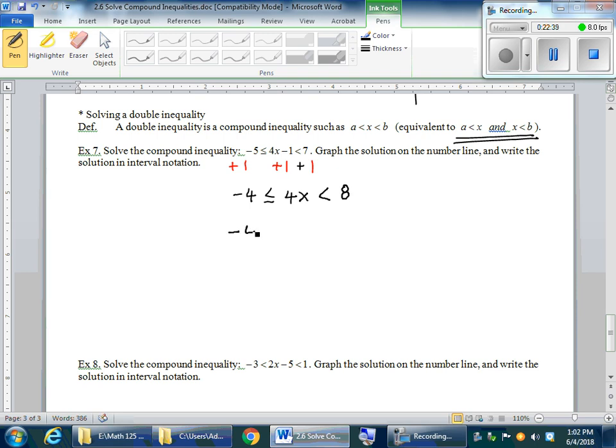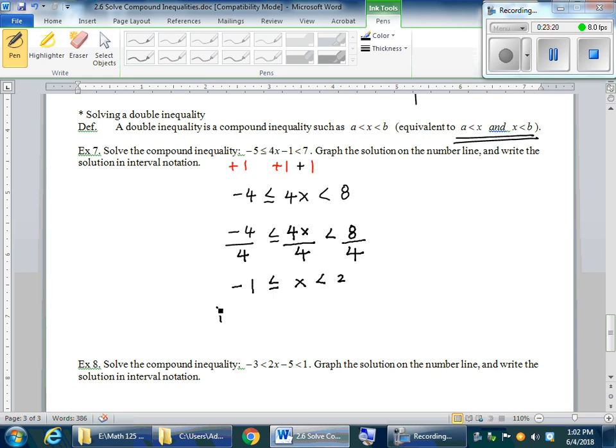And finally, we divide all three parts by 4. So it will be negative 4 divided by 4, 4x divided by 4, and then 8 divided by 4 also. So this gives us negative 1 is less than or equal to x less than 2. And this kind of inequality is much easier to write the answer for because it already tells you the variable is trapped between negative 1 and 2.